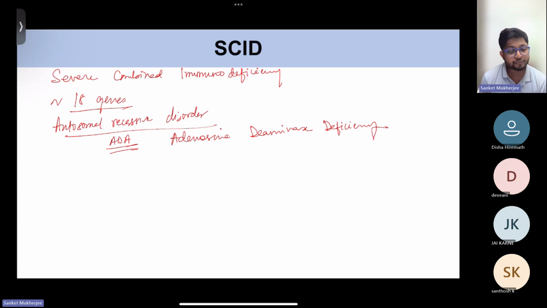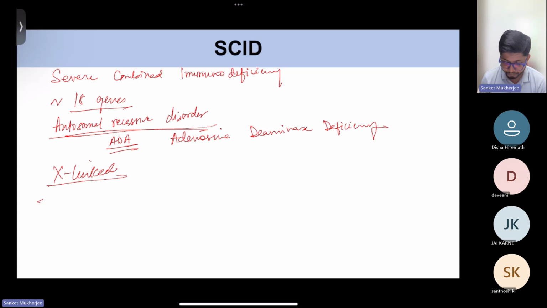SCID is a group of rare and life-threatening diseases that are caused by monogenic defects. They are severe forms of primary immunodeficiency. It's usually autosomal recessive, but it could also be X-linked, that is, if the SCID is due to a gene which is present on the X chromosome. So SCID could be of two types.